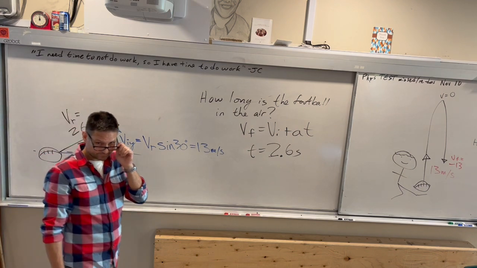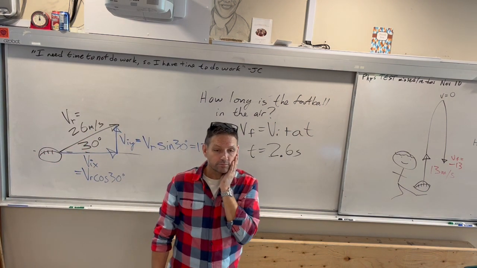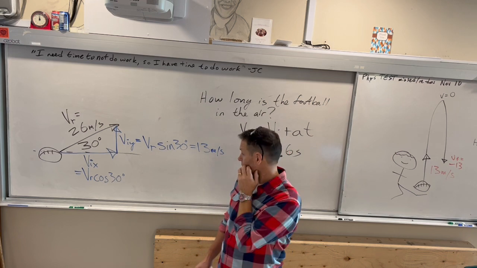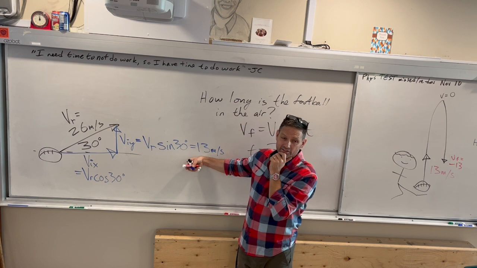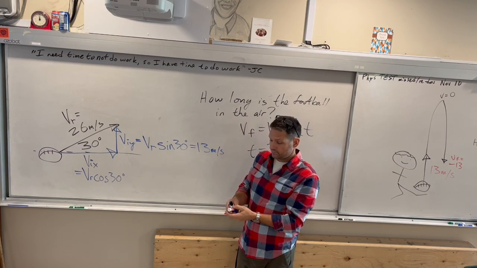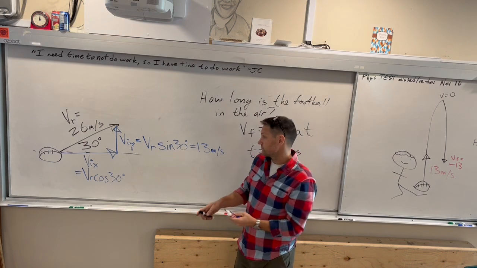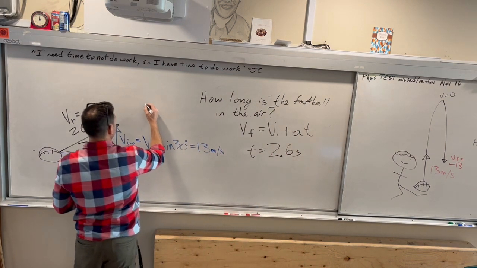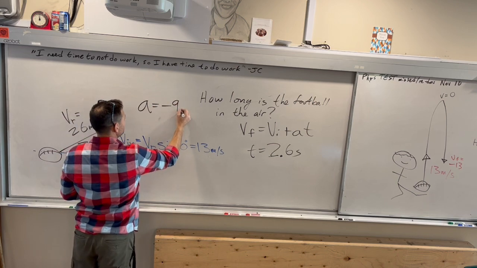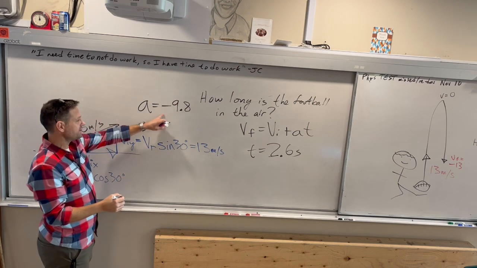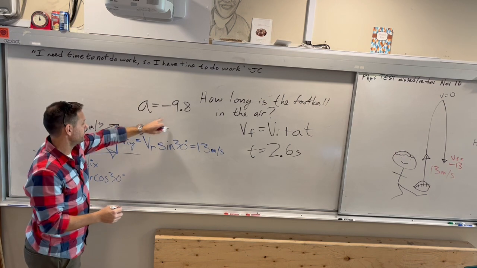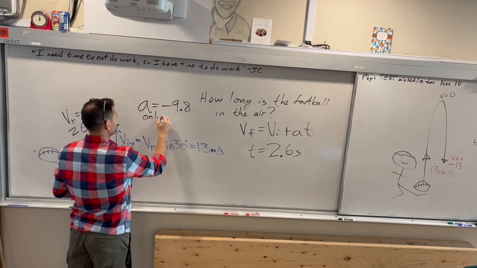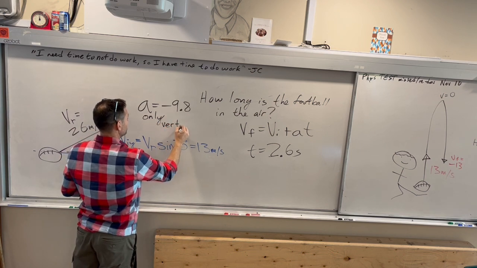Finley, why is your Vi on the y-axis not negative 9.8? My initial velocity is 13. My acceleration is negative 9.8, and that part doesn't change. My A is always negative 9.8, but this is straight up and down, right? So this is only vertical.